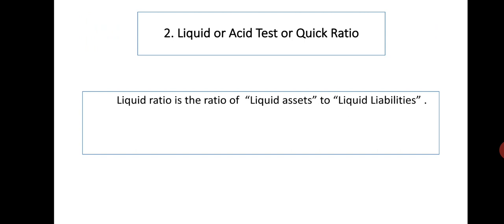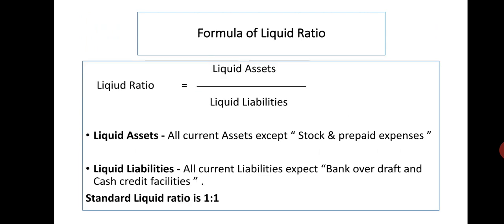Next, liquid ratio or acid test ratio or quick ratio. So what is a liquid ratio? Liquid ratio is the ratio which establishes a relationship between liquid assets and liquid liabilities. Now the formula of liquid ratio. Liquid ratio is equal to liquid assets divided by liquid liabilities. But in some books they have used the formula liquid assets divided by current liabilities, and some authors prefer, instead of current liabilities, to use liquid liabilities.